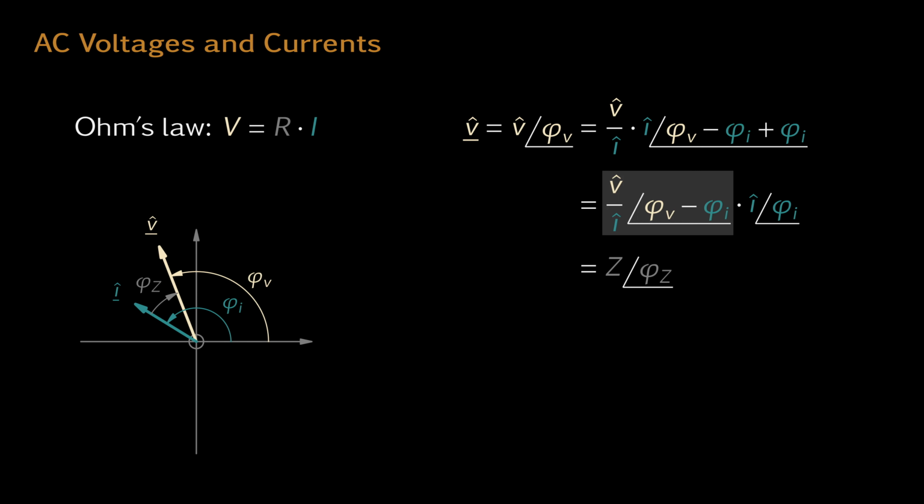In our case, phi I is greater than phi V, and thus phi z is negative, which means a clockwise rotation. This phase difference tells us how far we have to turn the current phasor to make it point in the direction of the voltage phasor.